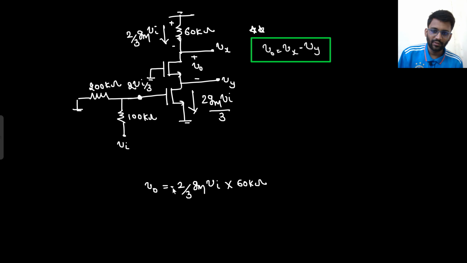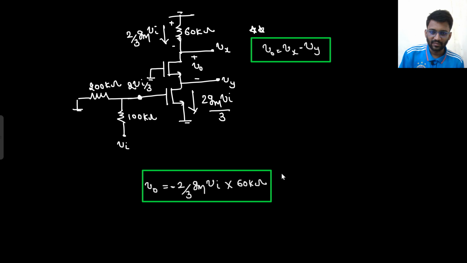So if you say this is your V0, then this is simply wrong. Why is it so? Because this is your Vx. V0 is the differential of Vx and Vy. So first you need to find this node, then you need to find this node, then you can say what will be your V naught. V naught will be Vx minus Vy, right?